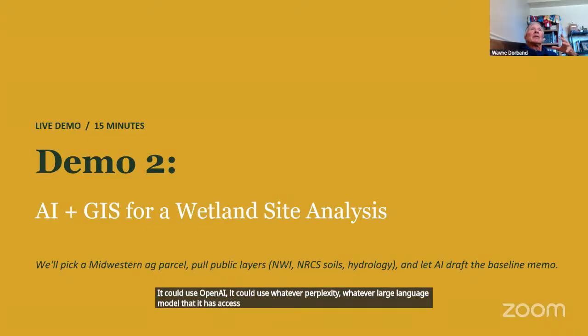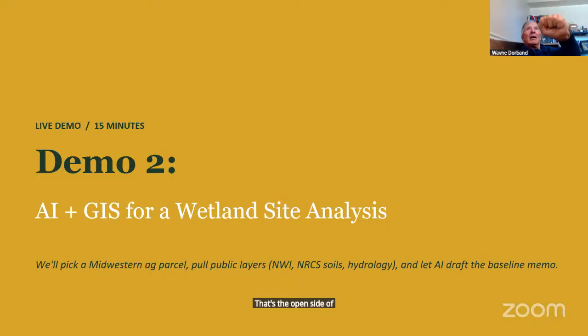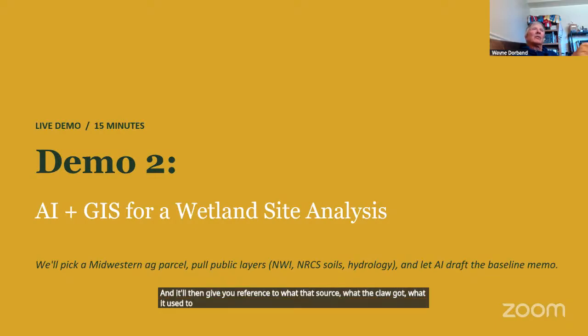And there are different OpenClaw apps. That's the open side of it. And claw means that it's going to grab whichever the best one is going to be for what it is that you're doing. And it'll then give you reference to what that source, what the claw got, what it used to do the analysis for you.